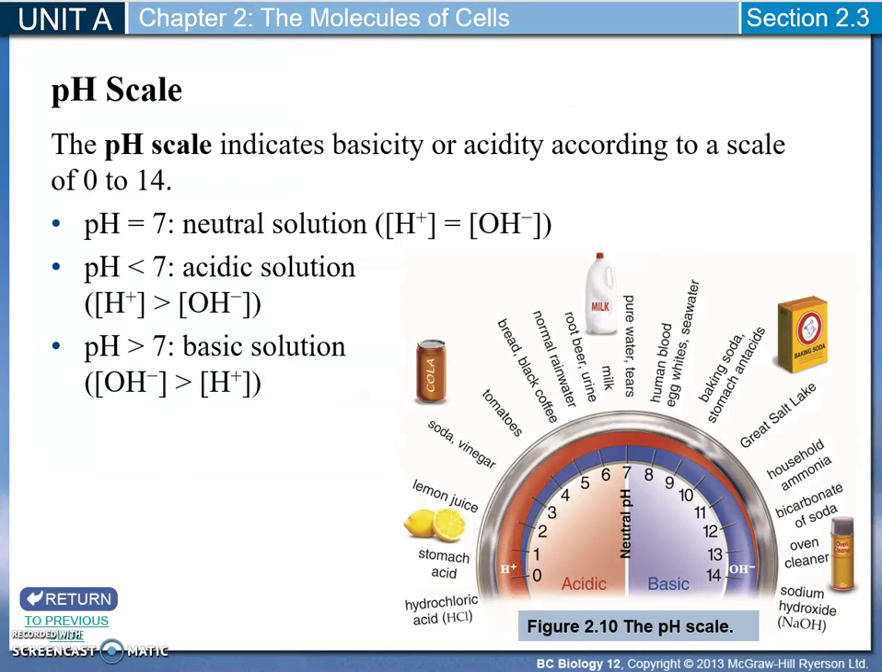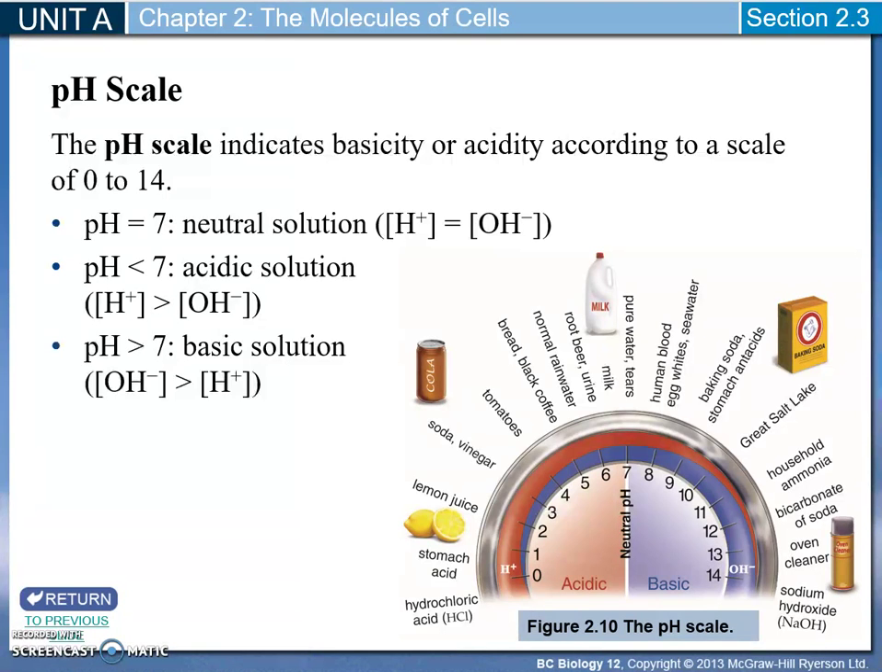The pH scale indicates whether a solution is acidic or basic, and a pH of 7 is neutral, and that would be pure water. If the pH is less than 7, that indicates an acidic solution, meaning the concentration of the hydrogen ions is greater than the hydroxide. And a pH of greater than 7 is a basic solution, which means that the concentration of the hydroxide ion is greater than the concentration of the hydrogen ion.